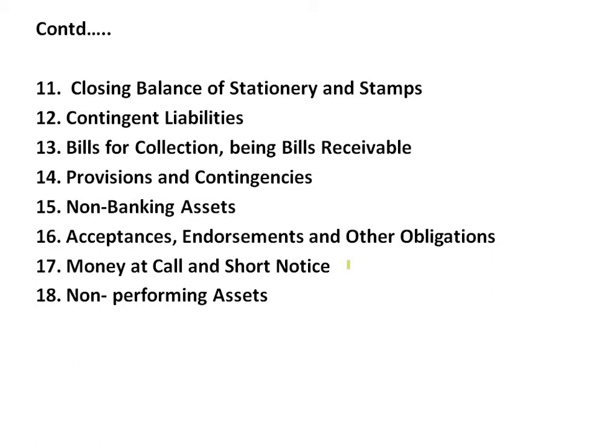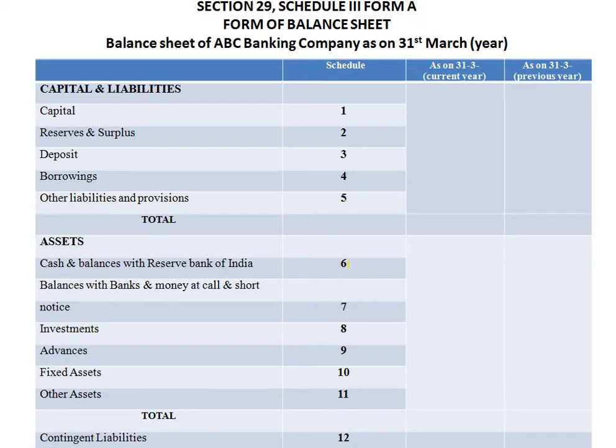Money at call and short notice is another important aspect which is considered on the asset side of the balance sheet. And the last point is non-performing assets. Where the bank has made some investment in assets which are not yielding any sort of income, such an asset is considered a non-performing asset. In short, we call it NPA, non-performing assets. These are the elements which we come across as special provisions while preparing final accounts of banking companies.